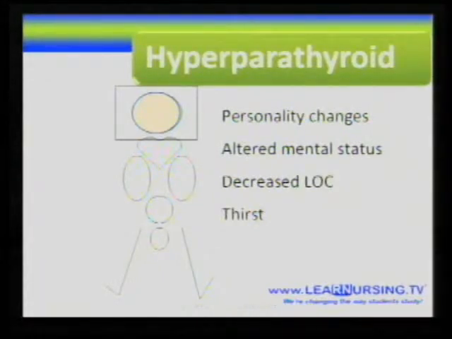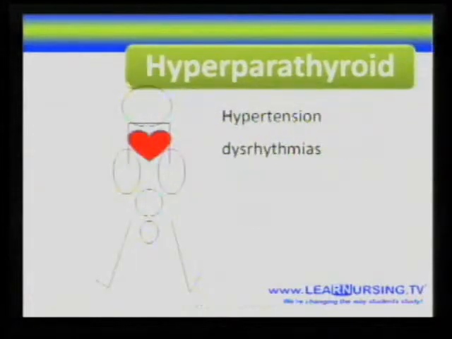This one I think is the weirdest one that we talk about today. So they don't act like themselves. They have their mental status that you don't want them out in public, and decreased level of consciousness, and they're very thirsty. They're hypertensive and have weird dysrhythmias. Now, with hypoparathyroidism, did they have dysrhythmias? Okay, so there are some things you can start to link together. Okay, at least those were similar. Those are the same kind of thing.